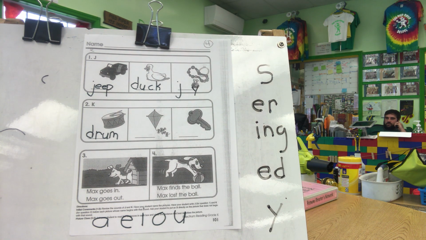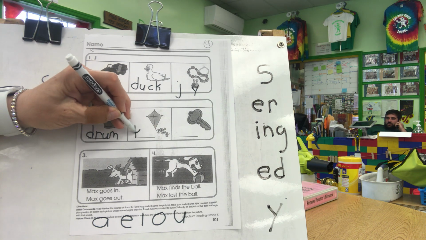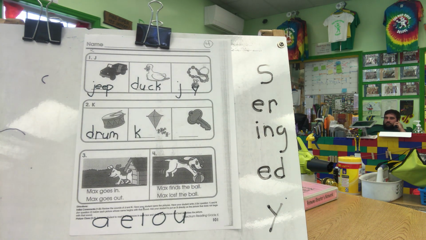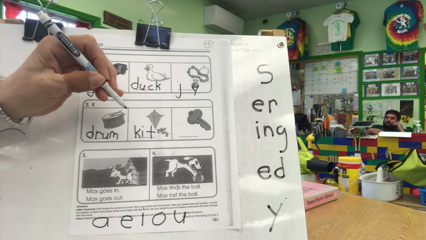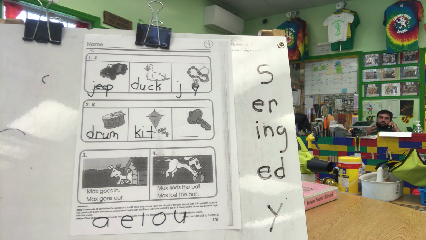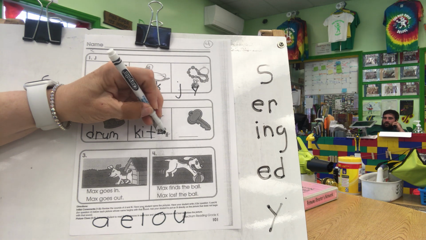How about kite? K or C. They make the same sound. It's always hard to know if it's a K or C. Kite. I hear a T. I hear a long I. So what vowel should I put at the end? What's the most common vowel at the end of a word to make the vowel in the front say its name? You got it. It's an E.